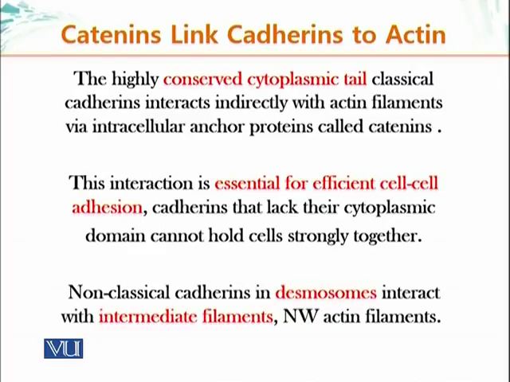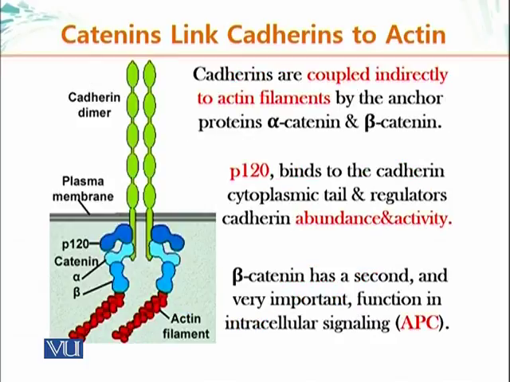So although cadherins, if they're in a functional form, which means also that there's enough calcium there, will still stick with each other in a homophilic fashion, they will not be able to have robust linkages between two different cells. Non-classical cadherins in desmosomes interact with intermediate filaments and not with the actin filaments. Now we are going to talk about how the actin filaments are linked with these cadherin molecules.